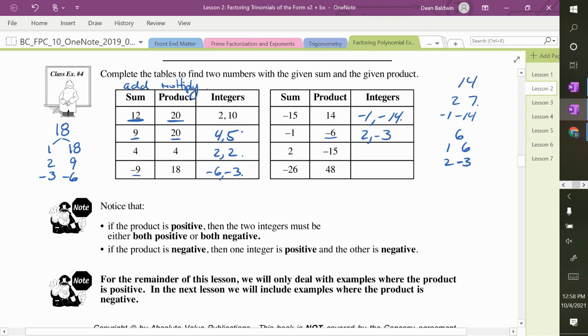What about multiply to negative 15 and add to 2? Negative 3 and positive 5. And final one, multiply to 48 and add to negative 26. Let's do the multiples. 48. Negative 24 and negative 2. There you go. The bigger numbers are a little tougher because they have more factors, but as you get good at this, you'll be able to do it in your head.